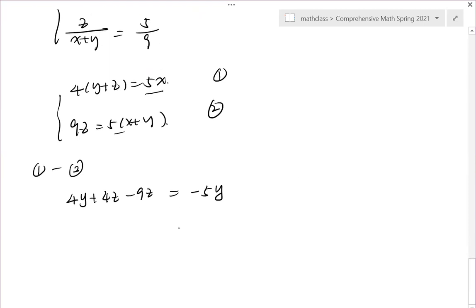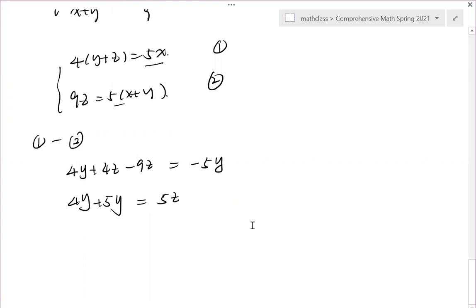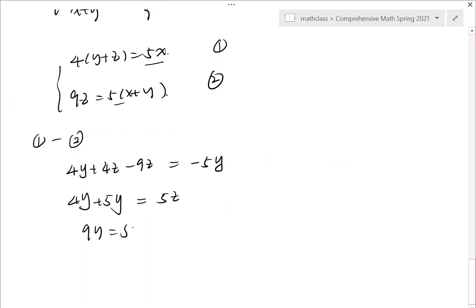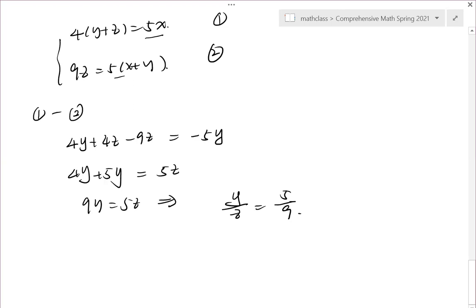Okay, and what I'm going to do is move y to the left hand side, z to the right hand side. So z to the right hand side, it's going to be negative 5z, so it's 5z, right? So it's 9y equals 5z. That implies the relationship y to z is going to be 5 to 9.